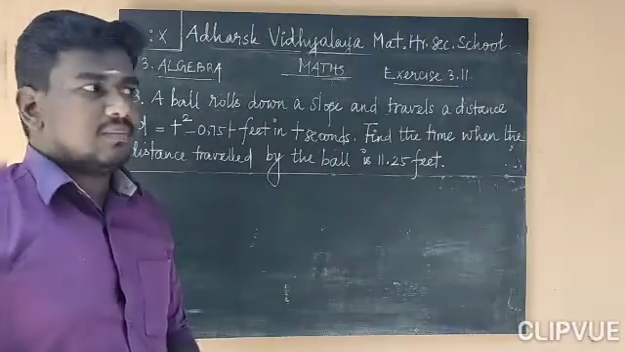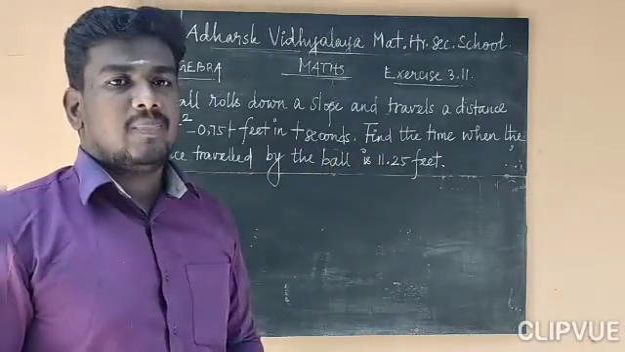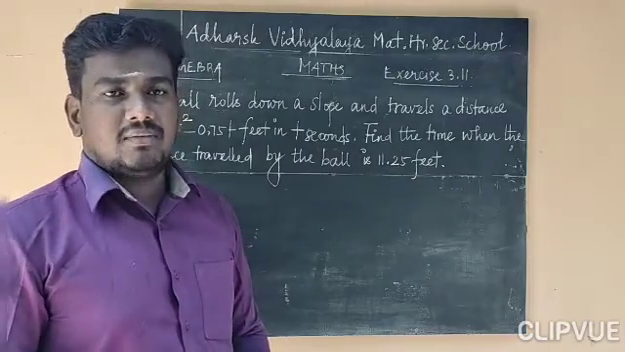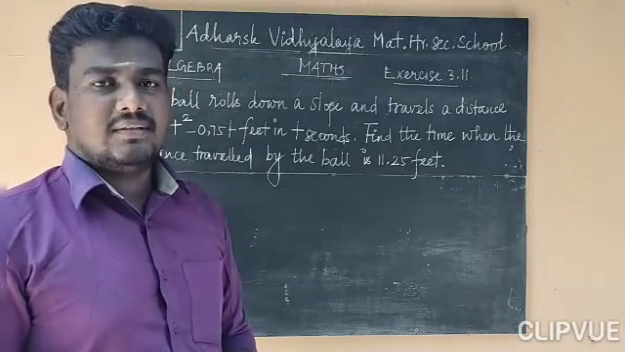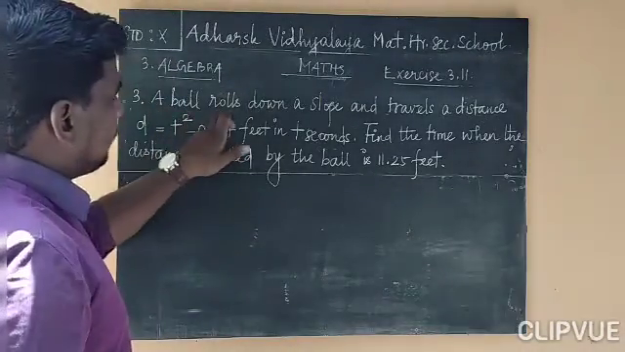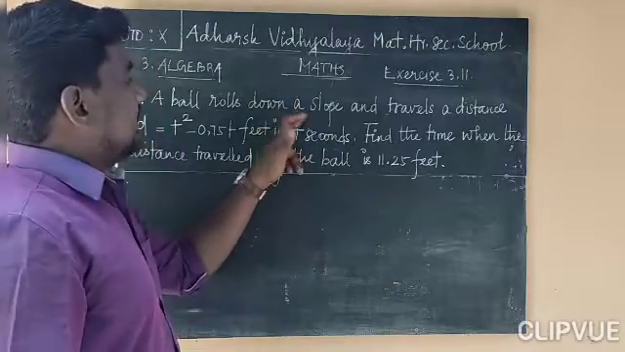Next, question number 3 in the same exercise 3.11. The data are given in words. So we are going to find the equation and then solve it. Okay, so look at the question. A ball rolls down a slope.